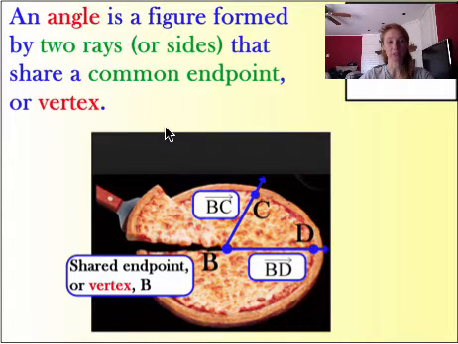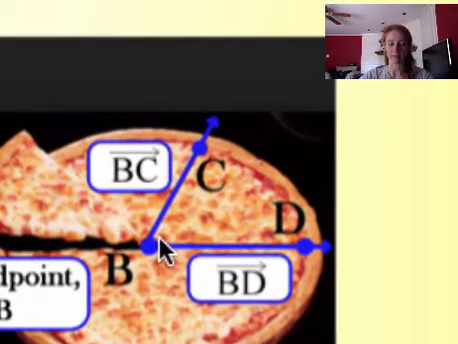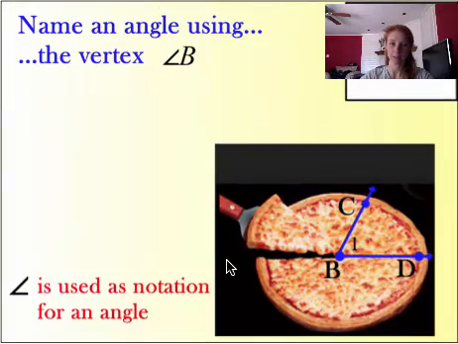An angle is a figure that's formed by two rays, or sides, that share a common endpoint, or a vertex. So in this angle we have ray BC and ray BD, and the endpoint that both rays share, or the vertex, is vertex B. So we have a couple of options on how to name an angle. We can name an angle when it's by itself, by its vertex. In this case, this would be angle B.